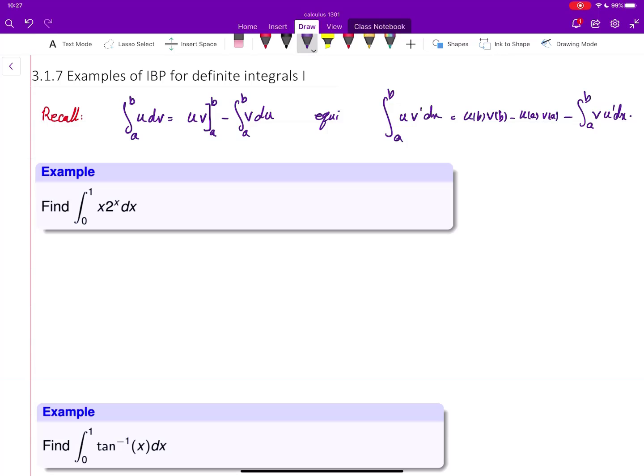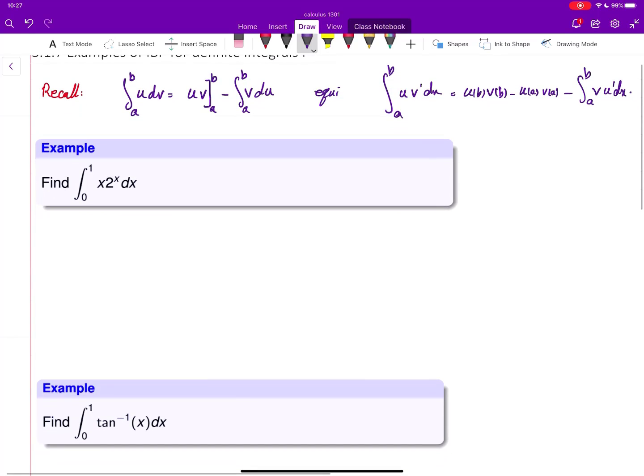Okay, let's do some examples here. Integral of x times 2 to the power x dx from 0 to 1. Remember that when we had a polynomial times e to the power mx, we know how to deal with this. You can do exactly the same thing here with this 2 to the power x.